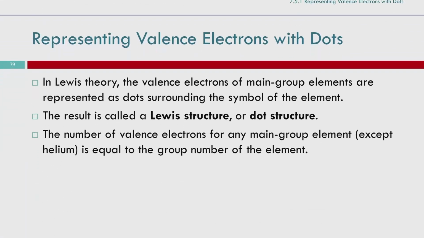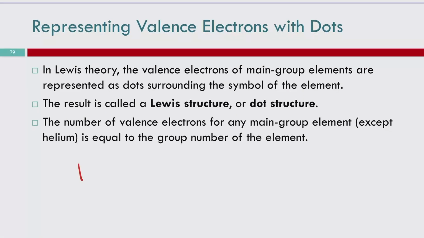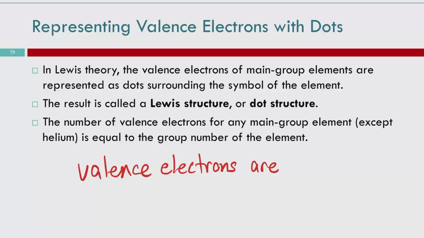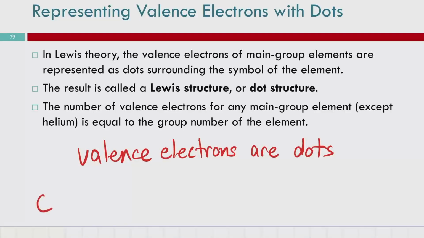So Lewis theory, our valence electrons are dots. One valence electron, one dot, not the candy, not the ice cream. And they're surrounding the symbol of the element. So for example, carbon.